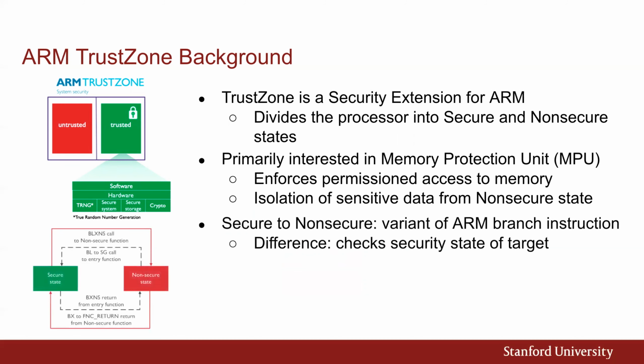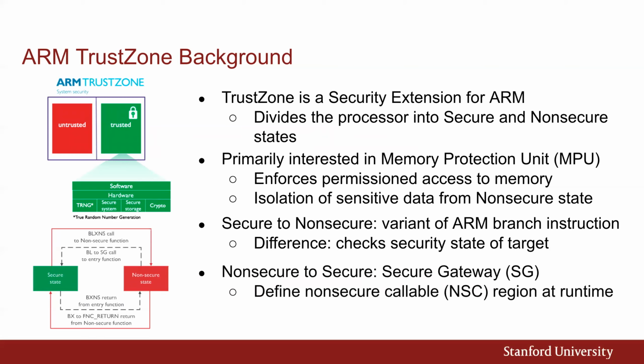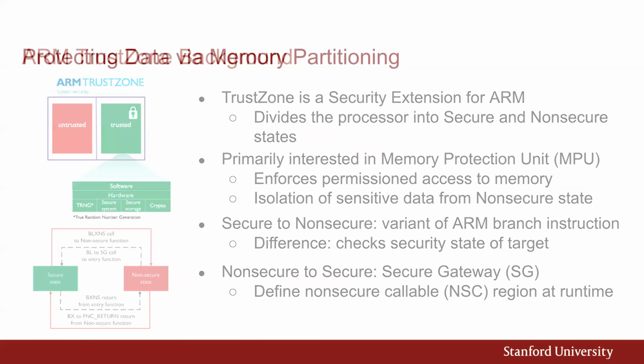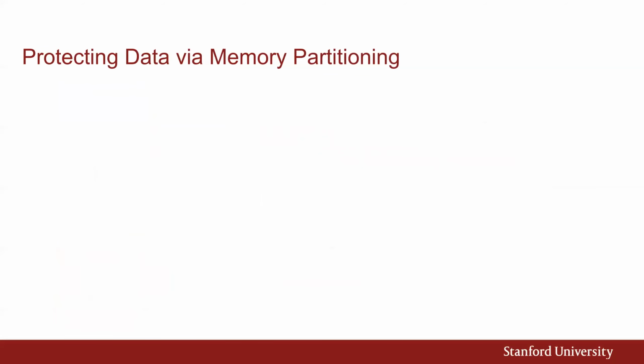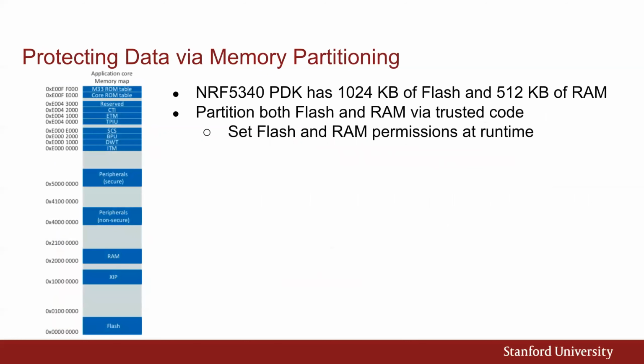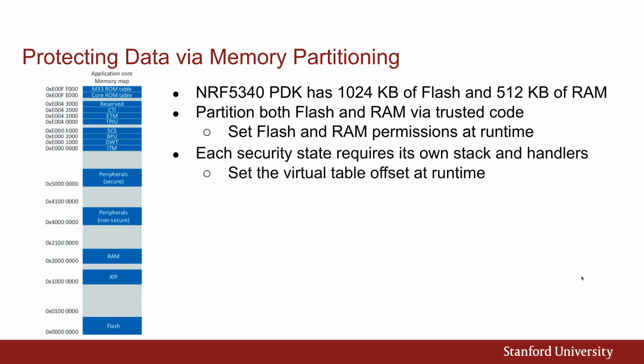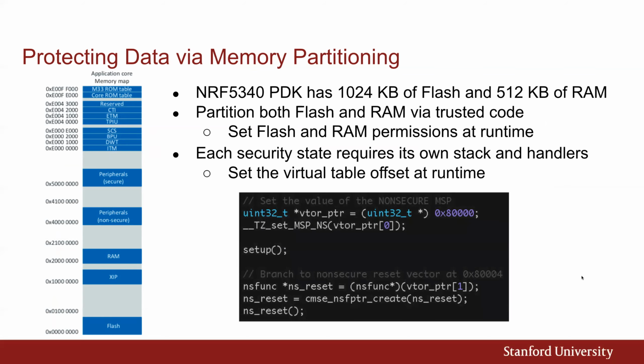And to transition from the secure to non-secure state, we use a variant of the ARM branch instruction, but to go the other way, we used a secure gateway instruction. And we're able to protect sensitive data by partitioning both flash and RAM in trusted code. We do this by setting flash and RAM permissions at runtime. We also set the virtual table offset at runtime to ensure that each security state has its own stack and handlers. What follows below is the code snippet that we use to do this.